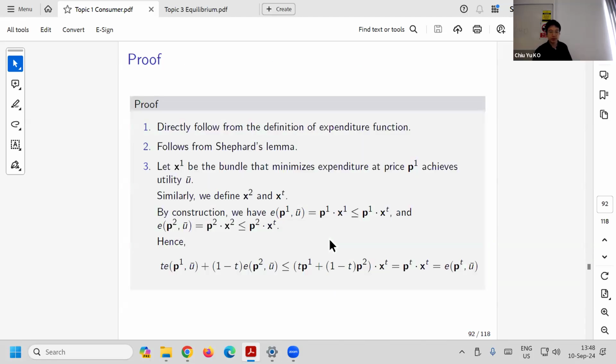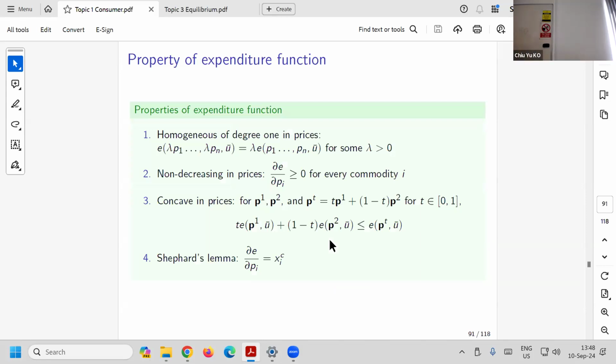Now, before we do that, let's see the properties first. There are some properties, but they shouldn't surprise you. The first one is if you double the prices, you double your expenditure, right? Because your consumption bundle will be the same, but things get twice as expensive, right? And if price goes up, expenditure will not go down. Not surprising.